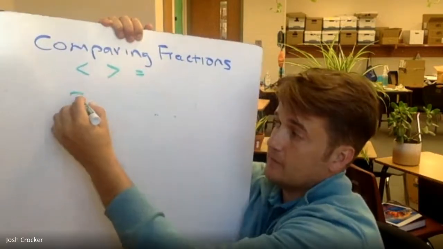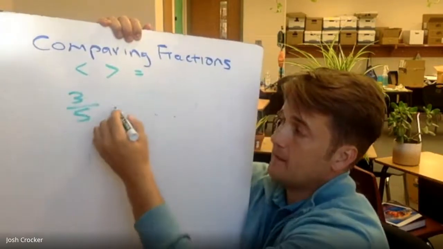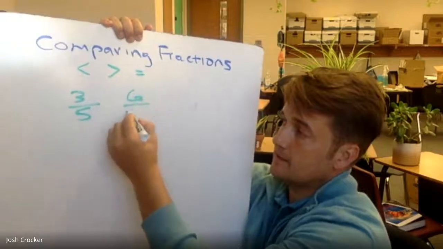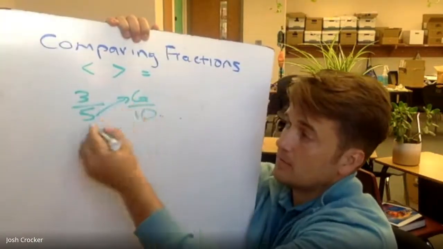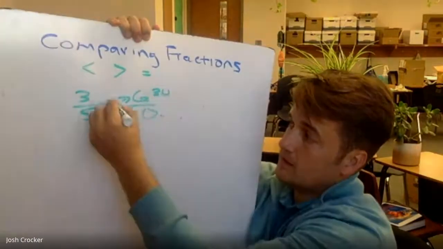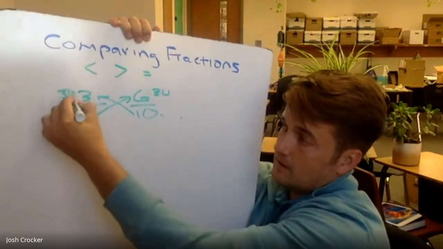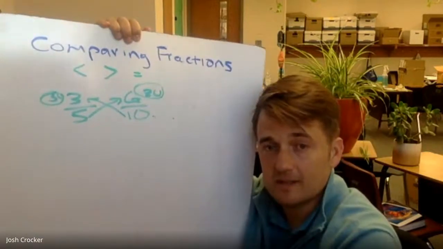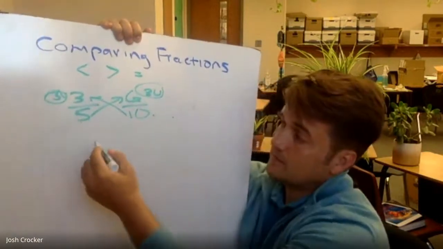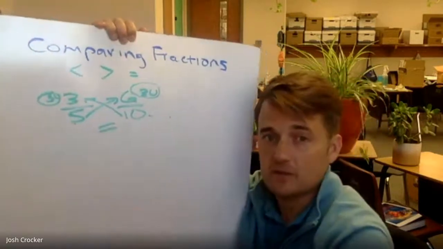3/5 and 6/10, which is greater? Well, I can cross multiply. 5 times 6 is 30. 10 times 3 is 30. In that case, we see that they're equal, so neither is greater.